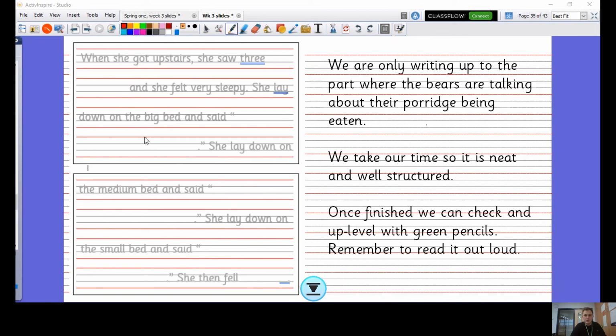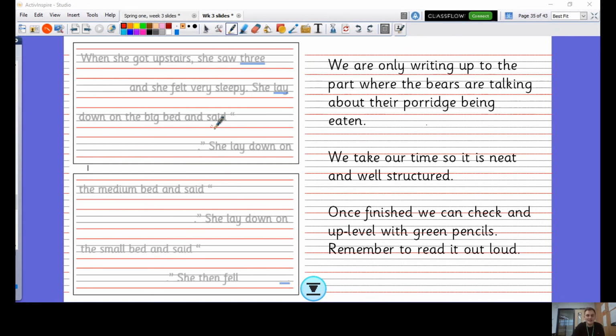If you think you need a bit more support, usually what we do in school is we use our yellow sheets. We obviously don't have those at the moment. We are working on a way of being able to share resources with you guys at home. And we thank you very much for your patience. But you can fill in the blanks. When she got upstairs, she saw 3 beds and she felt very sleepy.